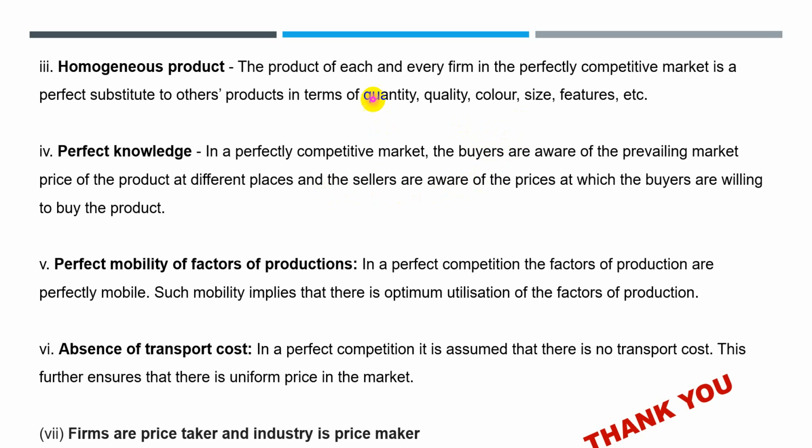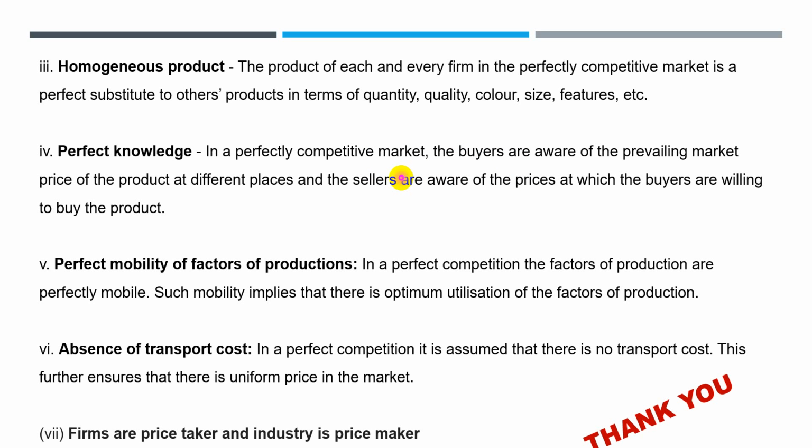Then what is the implication of this? The implication of homogeneous product is that buyers treat the products as identical. Therefore, the buyers are willing to pay only the same price for the products of all the firms in the industry. It also implies that no individual firm is in a position to charge a higher price for a product. This ensures uniform price. If you charge a high price, you will lose the customers. If you charge a low price, then you will incur a loss. So there is a uniform price prevailing in the market.